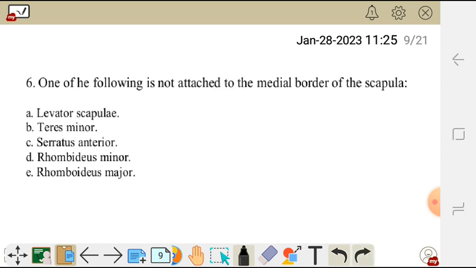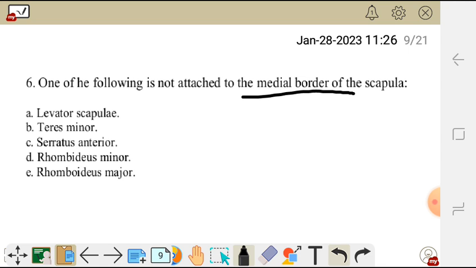One of the following is not attached to the medial border of the scapula. So which one is not attached to the medial border of the scapula? A, the levator scapulae, B, the teres minor, C, the serratus anterior, D, rhomboid minor, and E, the rhomboid major. So which one is not attached to the medial border of the scapula?